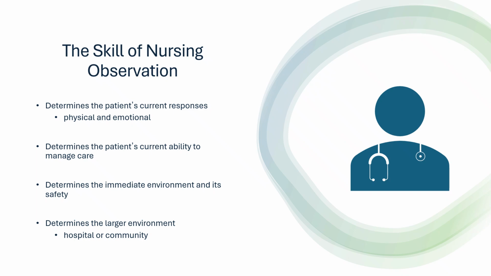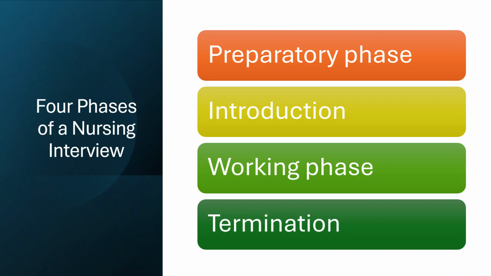A key tip is to train yourself to observe carefully and consistently. Observation is not passive, it's an active critical thinking skill that supports safe, person-centered care. The nursing history is obtained through a patient interview, which is a planned, purposeful conversation. Strong interviewing skills help nurses build trust and partnerships with the patient, show care and concern, and gather accurate and meaningful data.